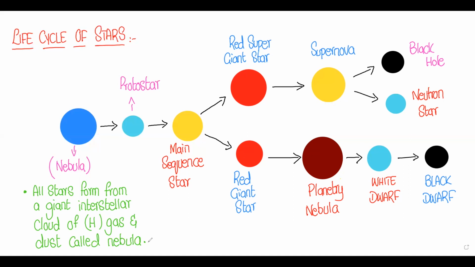So if we talk about the protostar, how a nebula is going to be converted into a protostar, the concept is that it is the second process, which is linked with the force of gravity. So the force of gravity within a nebula pulls the particles closer.